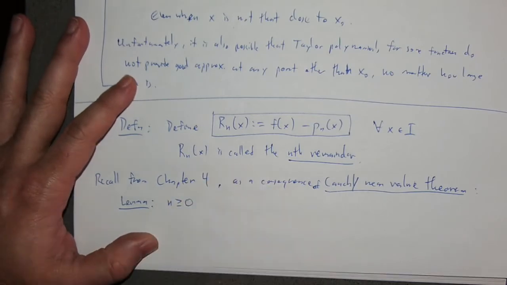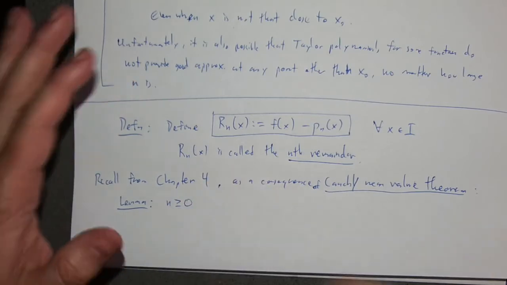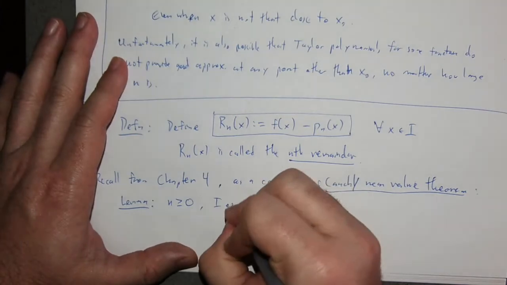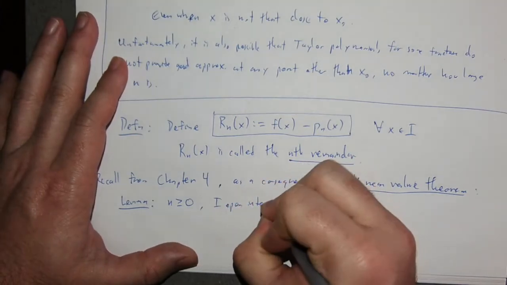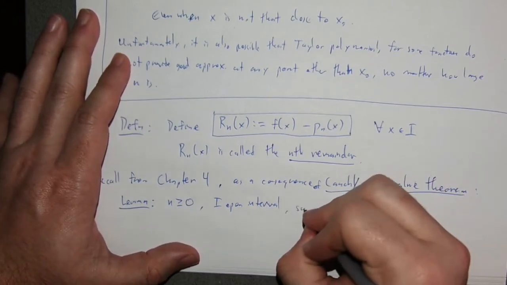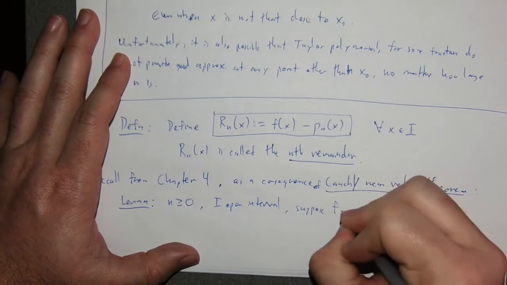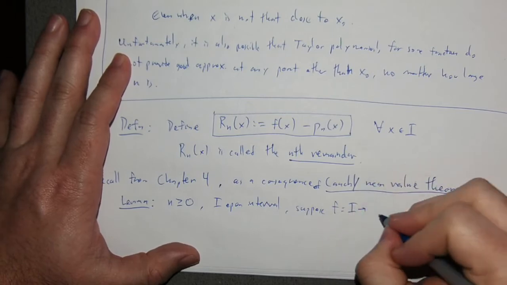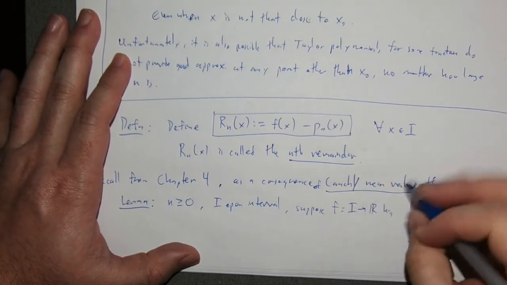Let n be a non-negative integer. I'm not even going to write out that it's an integer. Let I be an open interval. Suppose f from I to R has n plus 1 derivatives.